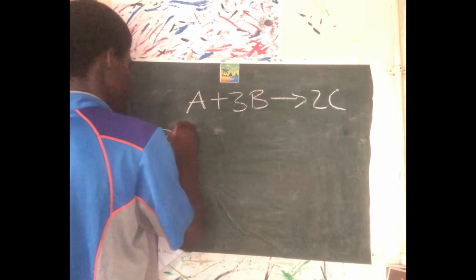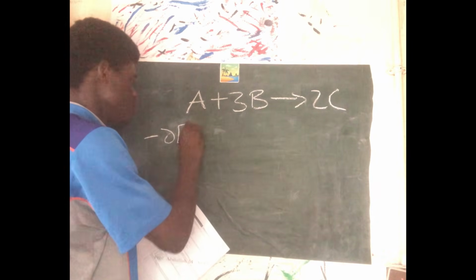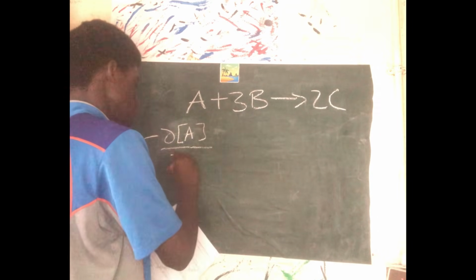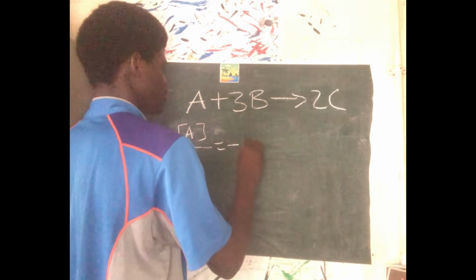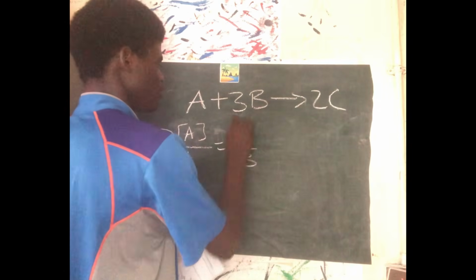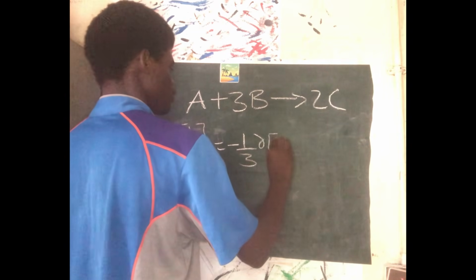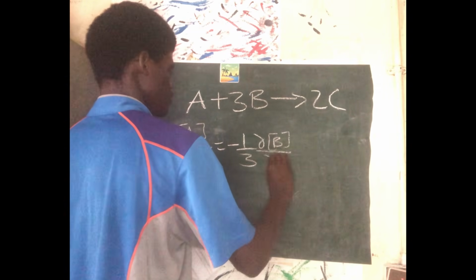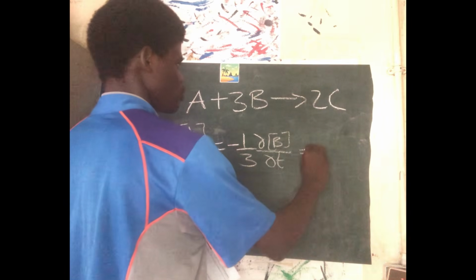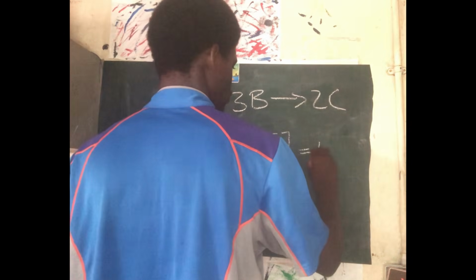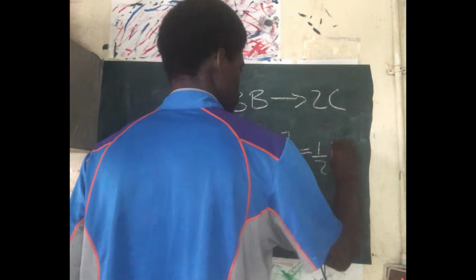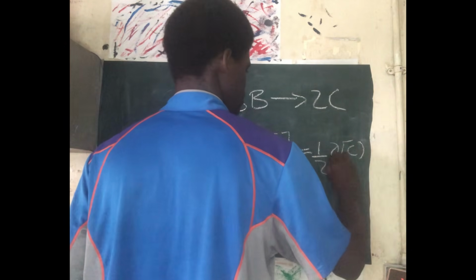That will be minus d A over dt is equal to minus 1 over 3, because of this coefficient 3, d concentration of B over dt, is equal to plus 1 over 2 d concentration of C over dt.